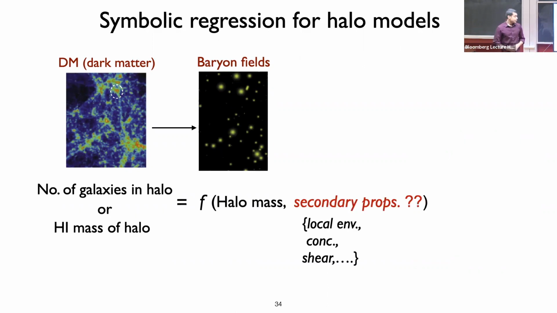But then if you want to go beyond this, you again encounter this problem of dimensionality and fitting in high dimensions. So your number of galaxies in a halo or the neutral hydrogen mass of the halo could be dependent on other things like the local environment of the halo, the concentration of the halo, or the shear. So, I mean, we thought symbolic regression could also be useful for problems like these.